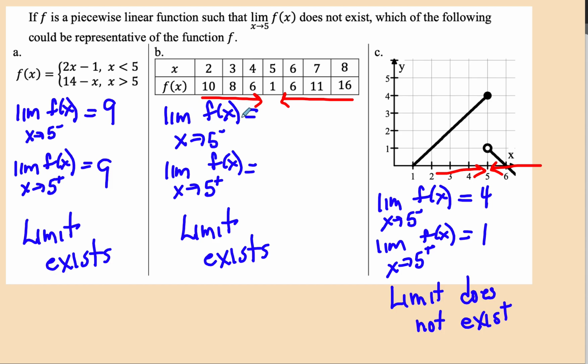I took it at the left. On the left, it looks like it was getting close to the number 6, right here. And over here, as close as I could get, it looks like I was getting close to the number 6. So I know at the value 5 it's 1, but we still say the limit exists because we're getting closer and closer on the left and the right. Over here, the left and the right were not the same, so I say the limit does not exist.